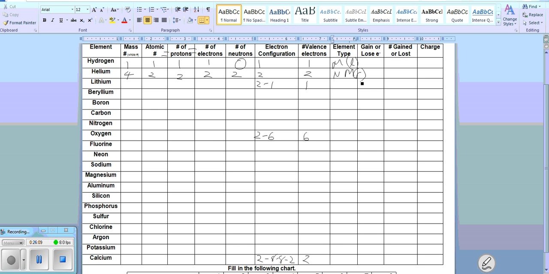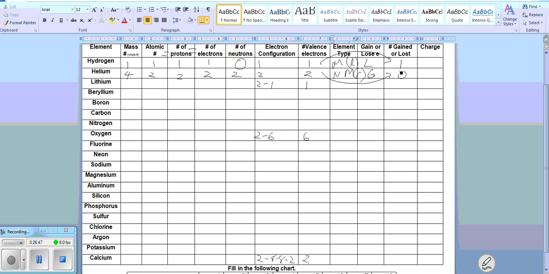Based off of whether it's a metal or non-metal, it's going to gain or lose electrons. So you'll have to refer back to your notes, but metals tend to lose and non-metals tend to gain. If it's losing electrons, it's going to lose all of the valence electrons. If it's gaining electrons, it's going to gain the number it needs to fill up that energy level. For helium, there's 2 there. That energy level can only hold 2, so it needs to gain 0.